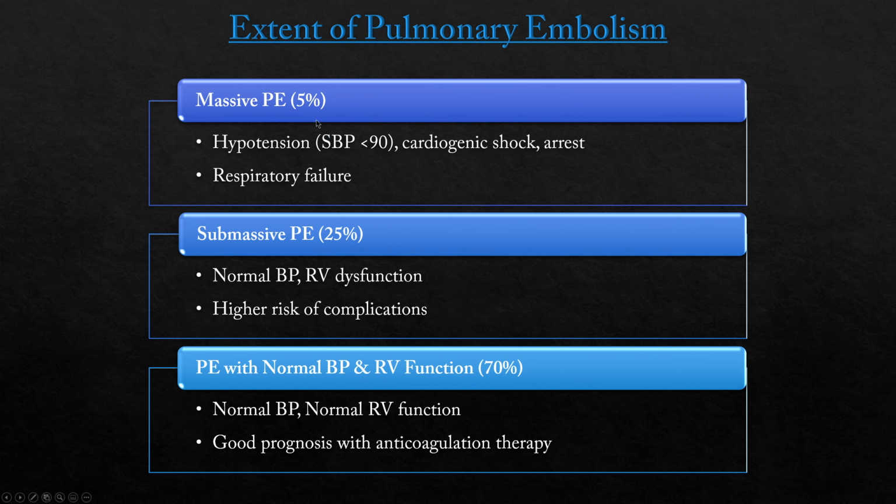Now, this is the extent of the pulmonary embolism. 5% can be massive or supermassive PEs. Usually there's hypotension and cardiogenic shock and arrest, and more likely to develop cardiopulmonary failure with a systolic pressure of less than 90. Submassive, 25%. Usually the patient is stable, but there is a right ventricular dysfunction with more risk of other complications later on. PE with normal blood pressure and right ventricular function is the most common PE. There's no instability. The patient is stable and there is normal right ventricular function. Usually these are chronic PEs. They have a good prognosis, especially with anticoagulation.